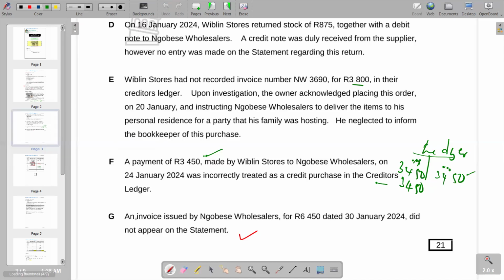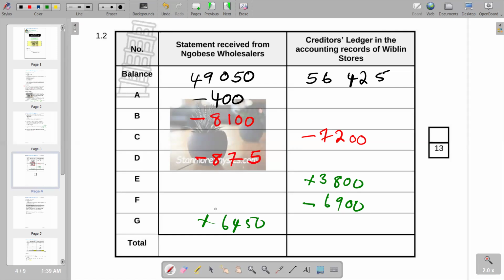So the last transaction that we have is an invoice issued by Gomez Wholesalers of 6,004 on the statement. So obviously, to the creditor, that's what we have. So we come here, and if we say 4,050 minus 400 plus 6,450, we are going to get a total of 46,125. And that will equal the total that you get in the ledger column. It means we have reconciled correctly. So it means our balances are now correct. So this is what we have on 1.2.